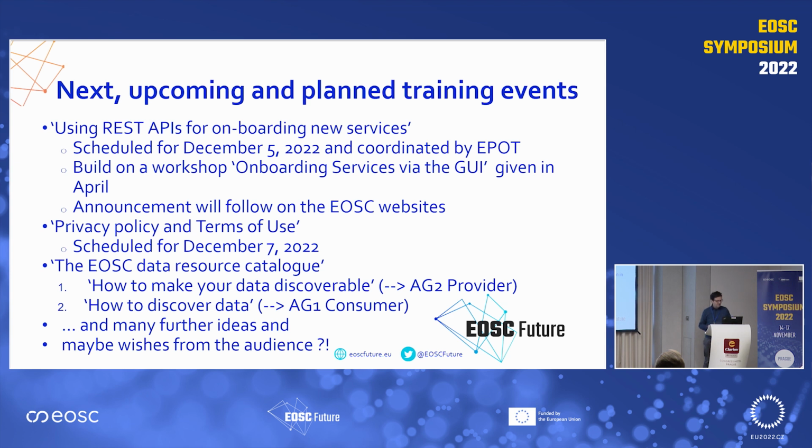And I think next year in September, the EOSC launches the EOSC Data Resource Catalog. And there are two sides of the medal. So that means a training on how to make your data discoverable. This is addressed to the providers. And the other side of the medal is how to discover data. So this is to the actor group consumers. And there are many other long lists we have in the schedule and we want to do. And maybe you have as well special wishes or proposals for training you miss here.